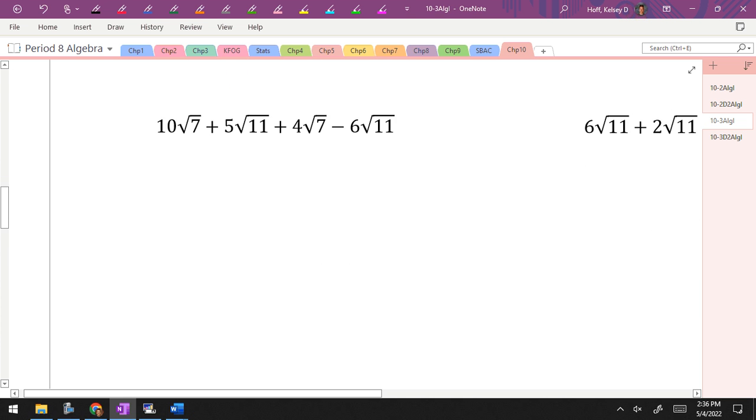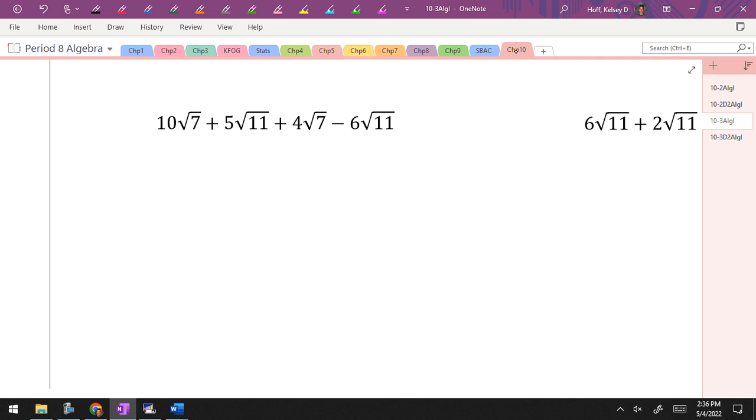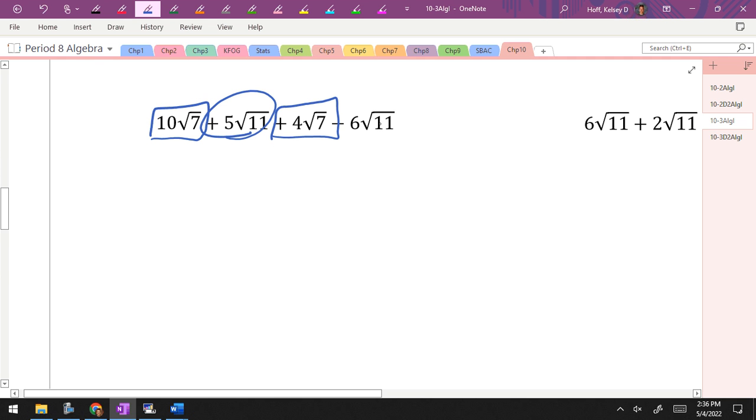Let's go down. 10 square root 7 plus 5 square root 11 plus 4 square root 7 minus 6 square root 11. Okay, group your, it's just like when we would group our x's, group our common, what do we call those things? Like terms. Okay, anything with a square root 7 can be combined together. Anything with a square root 11 can be combined together. So say it to me again, Morgan.